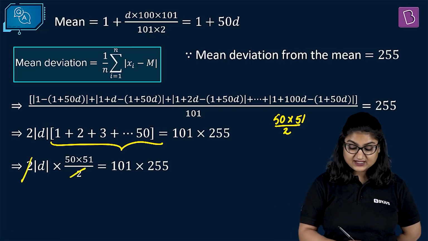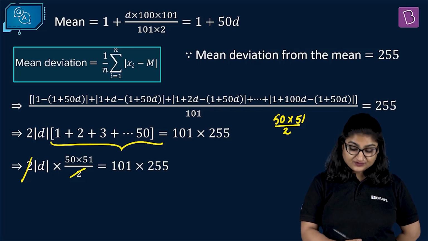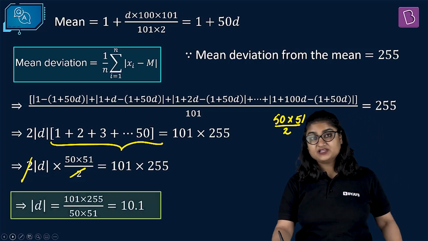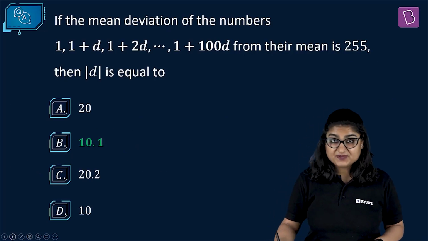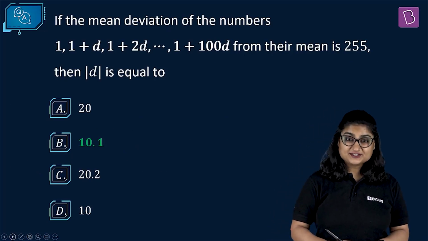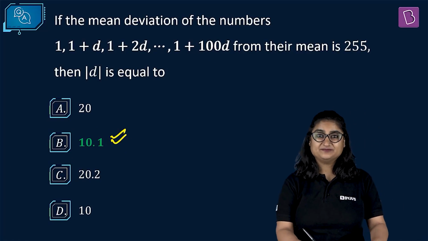This 2 and this 2 will cancel out each other, and if we further simplify this, we will get modulus of d is equal to 10.1, which has been given to us in option B. Hence we can say that the correct answer to this question is option B.